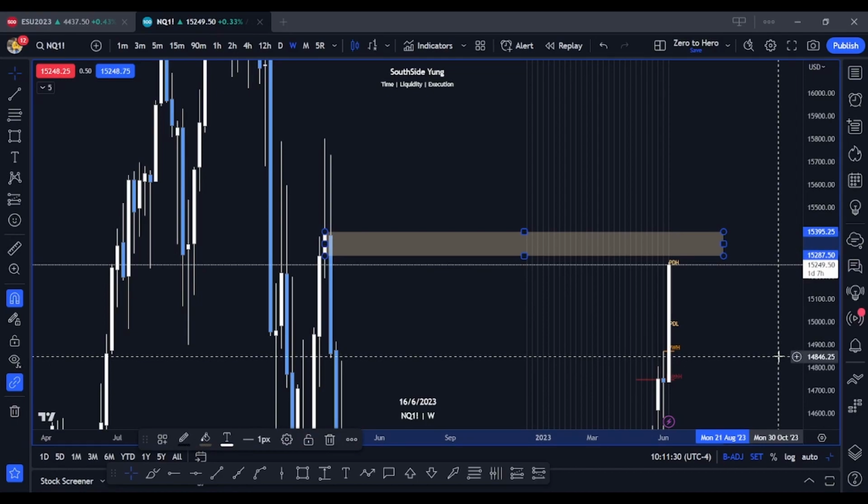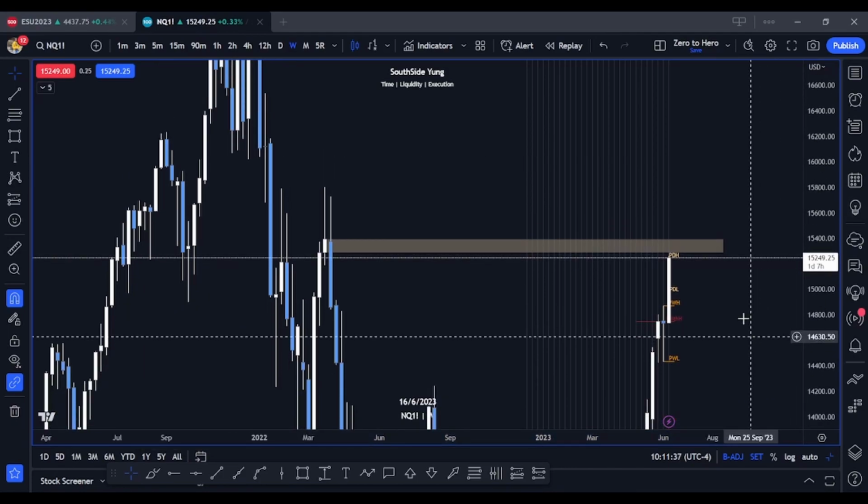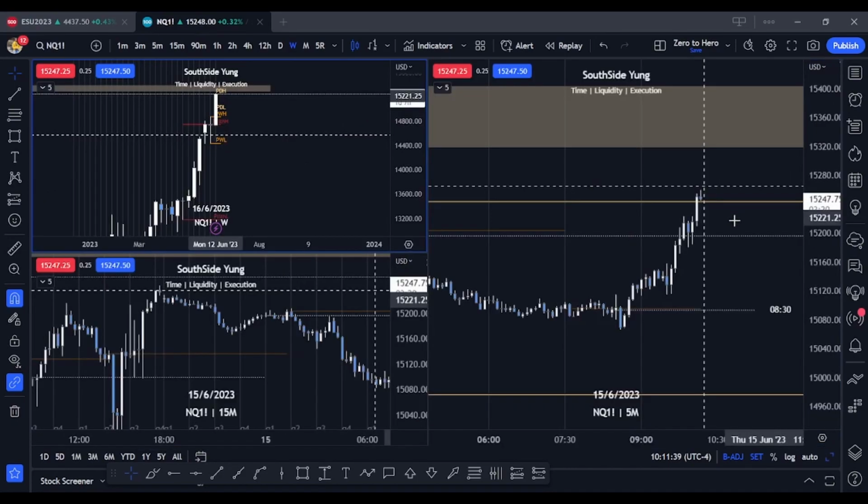You're gonna look for maybe a short around 27.5 points up if we can get there. Order block should provide a strong reaction just based on the weekly.